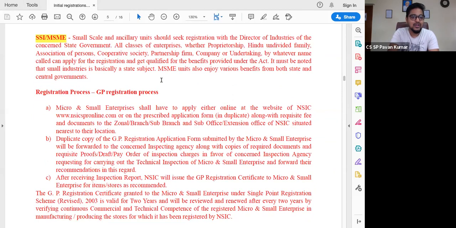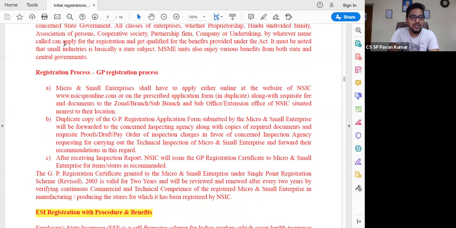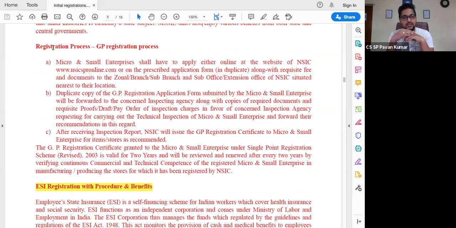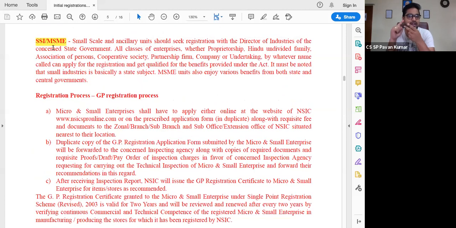Okay, so this is what they are talking about, SSI, which is for any person. It is done at a state level. SSI registrations are also done at state level only. It has to be applied to the director of industries, and any type of entity can apply for SSI units. Mostly SSI units are applied for by small manufacturing sectors. Under this, they are talking about something called GP, which is the government purchase registration process, which is entirely different from an SSI registration. But I don't know, they've just given it as a subclass in your study material.